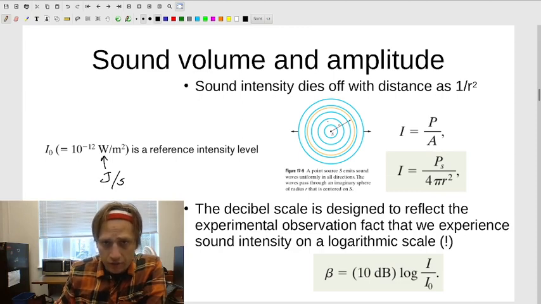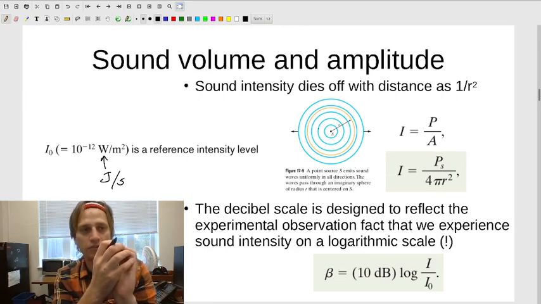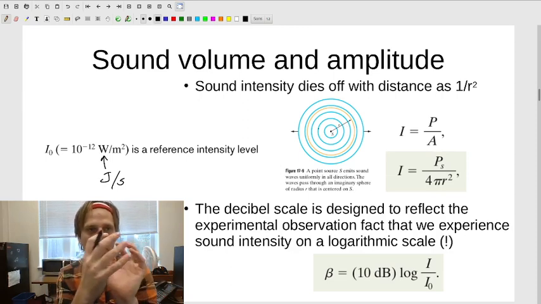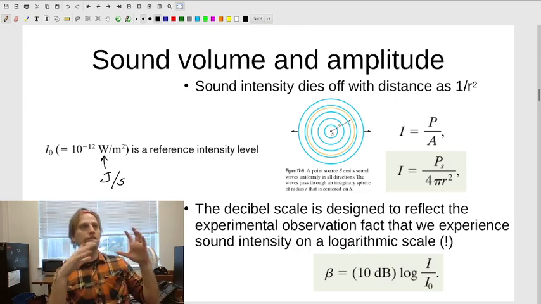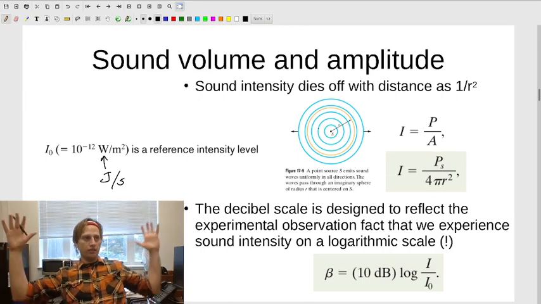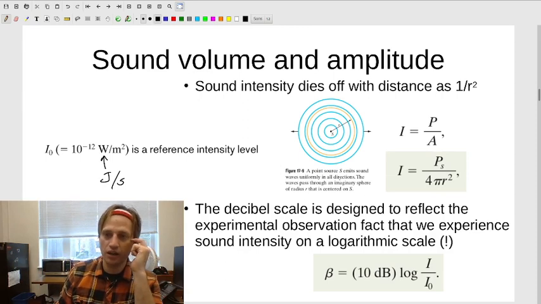Now, if you think about this in terms of a source that's emitting sound in all directions equally, then the intensity dies off as 1 over r squared. It's like if you had a little flashlight with a bulb that's letting out light in every direction, and you go farther away, the energy is spreading out in space, and so the intensity dies off as 1 over 4 pi r squared. 4 pi r squared, of course, is the surface area of this sphere.